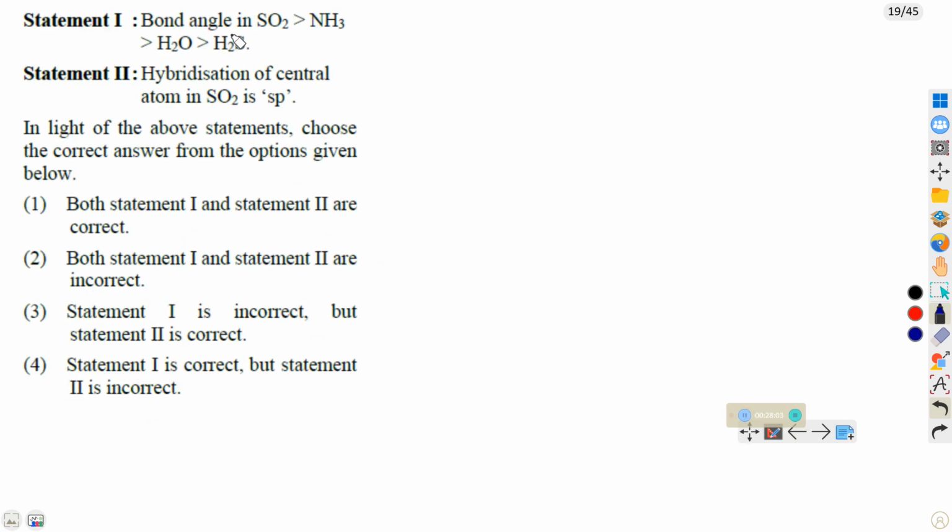Bond angle in SO2 greater than NH3 greater than H2O greater than H2S. Correct. What is the bond angle? SO2 bond angle 119.5 degrees. NH3 107 degrees. H2O 104 degrees 5 minutes. H2S is 92 degrees. Hybridization of central atom in SO2 is sp. Wrong. Not sp, sp2. Statement 1 correct. Statement 2 incorrect.